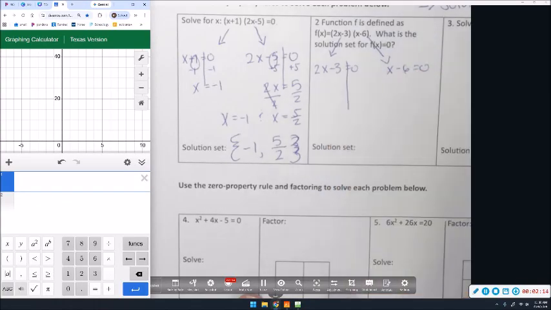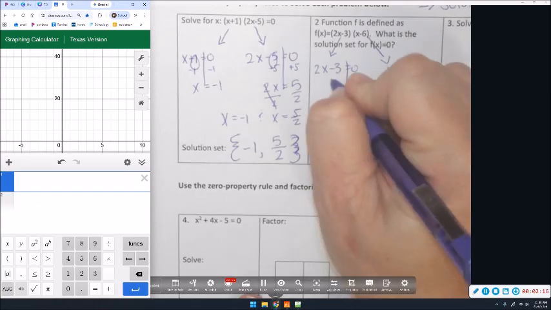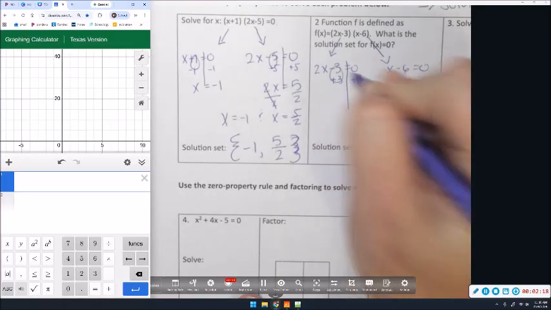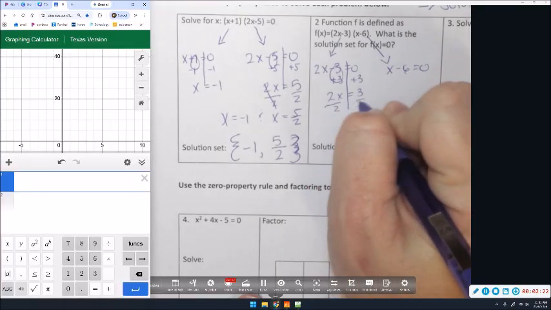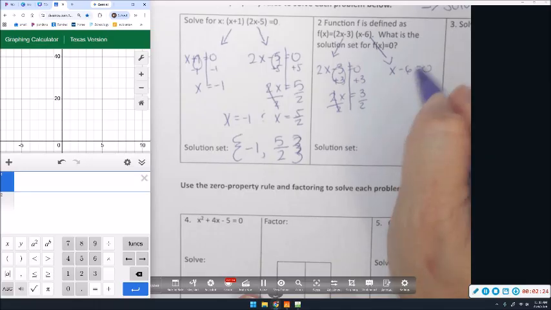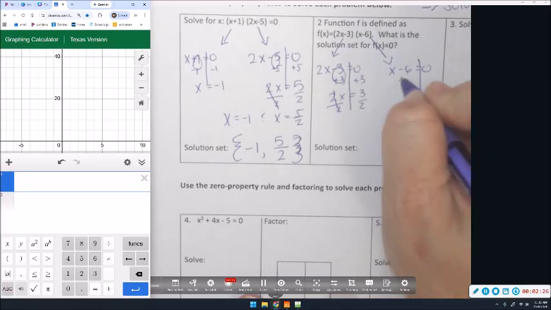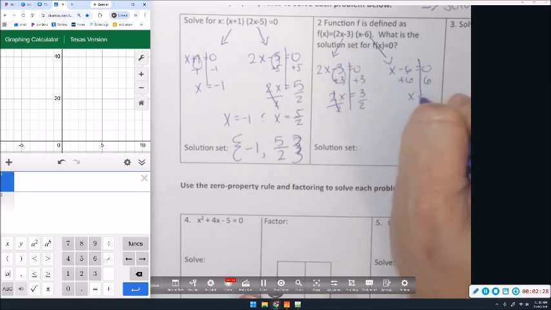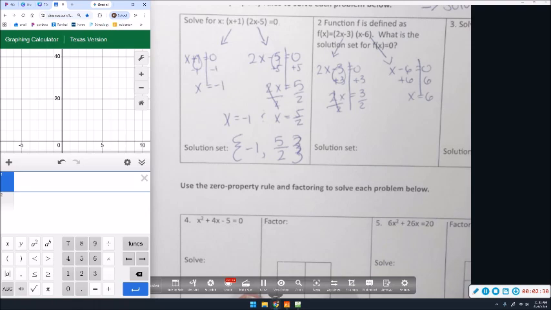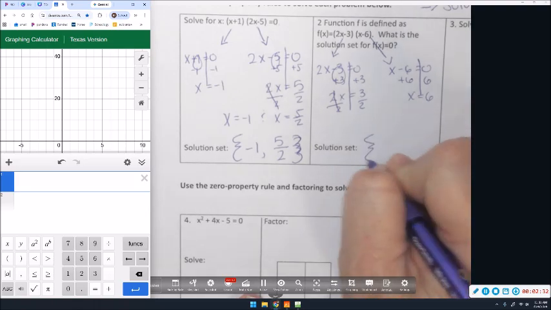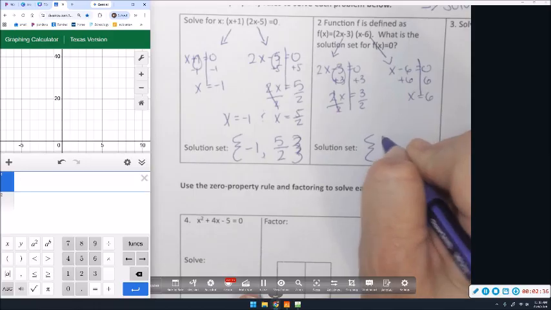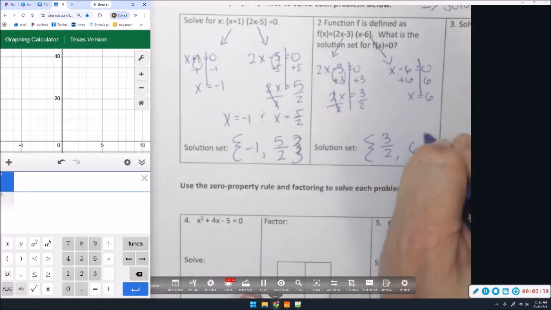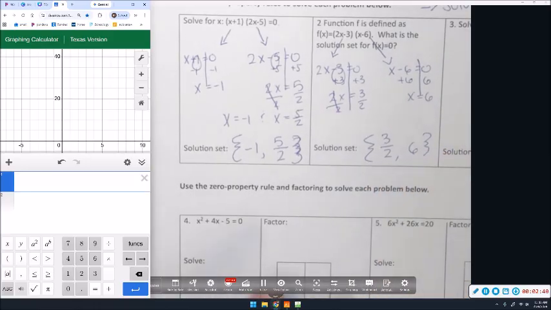What's my first step here? Add 3 to both sides. Then what? Divide by 2. So there's one of my answers. And then what do I have to do here? Super simple. Plus 6. And what does x equal? 6. Okay, so my answers here are 3 over 2, 6 if we write it least to greatest.